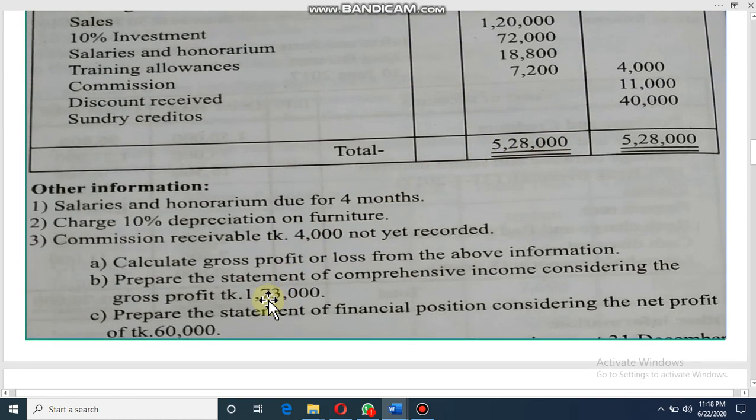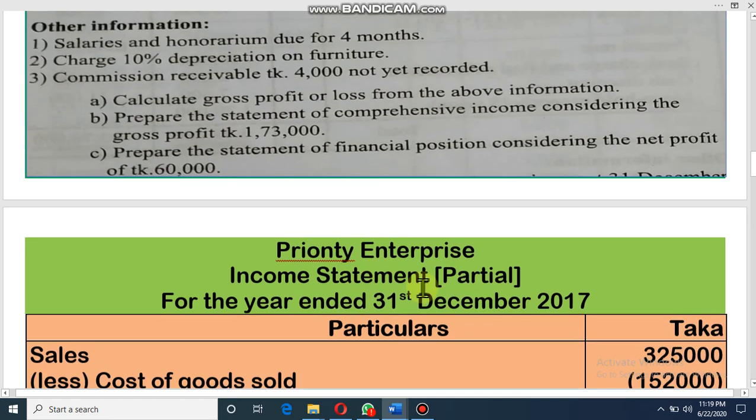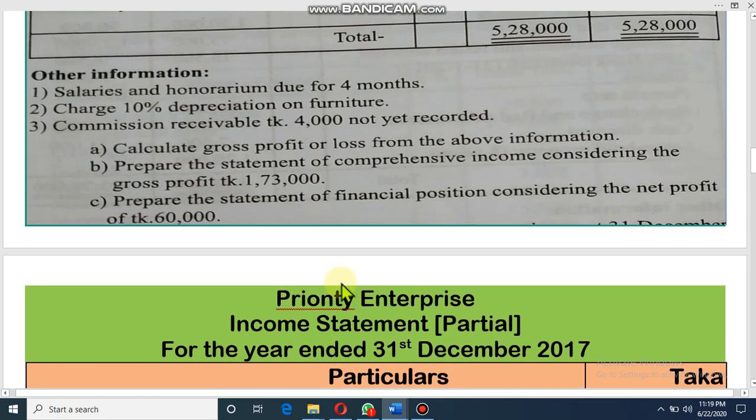Now the next requirement. What is the next requirement? Prepare the statement of comprehensive income considering the gross profit of 1,73,000. That means they have told us that the gross profit is 1,73,000. We also have 1,73,000. The gross profit is given, so we have to prepare the income statement. Dear student, you know that gross profit is also a part of the income statement. That means after gross profit we have to prepare the rest of the income statement.